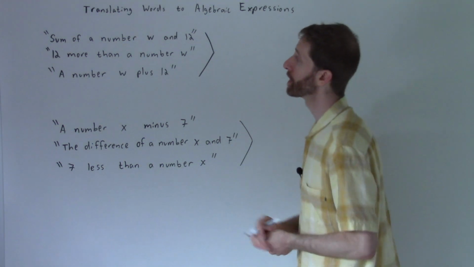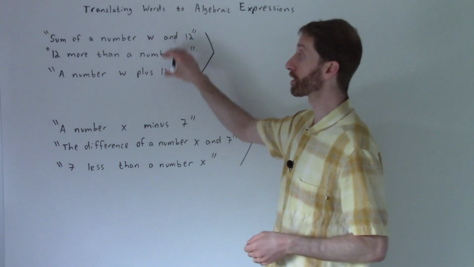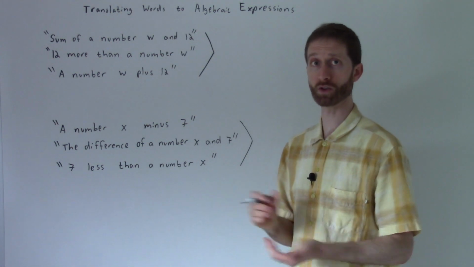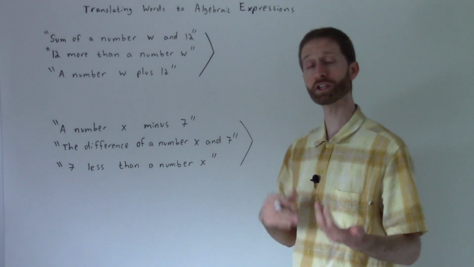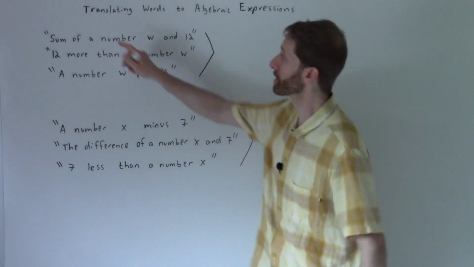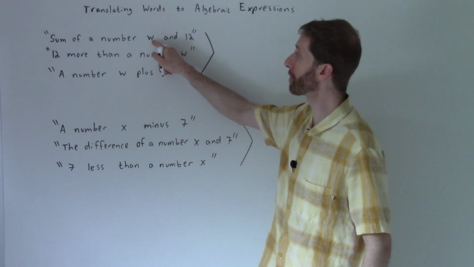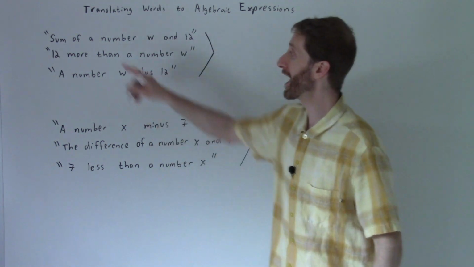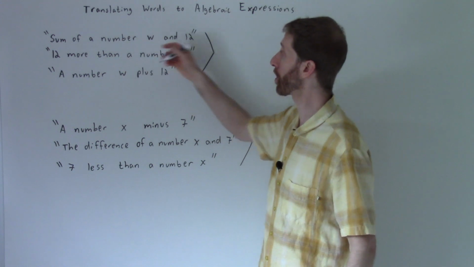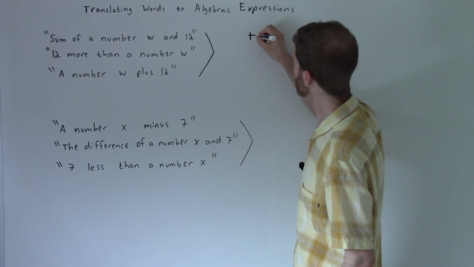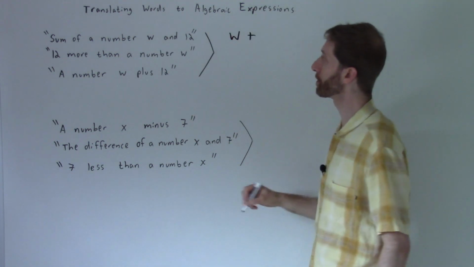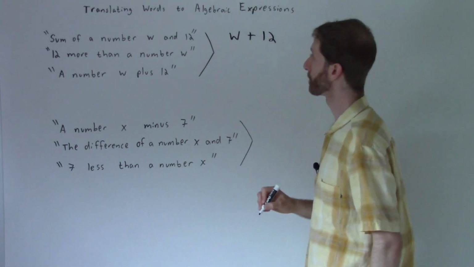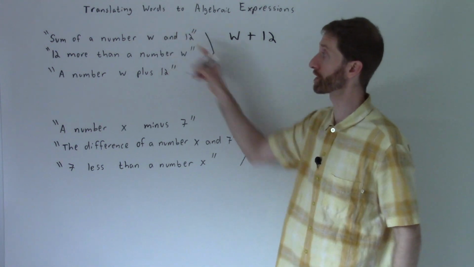So here we go. I've got 3 different phrases that all can be translated the same way, just to get you used to seeing them in case you're exposed to any of these types. The sum of a number W and 12. Well, sum means addition, so we're going to add some number that we're calling W to the number 12. So W plus 12. And that would be the algebraic expression translated from this.